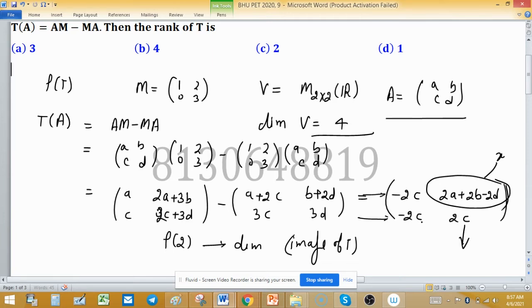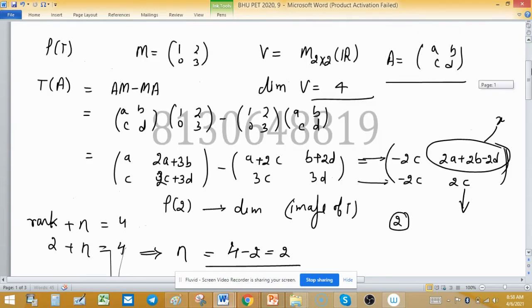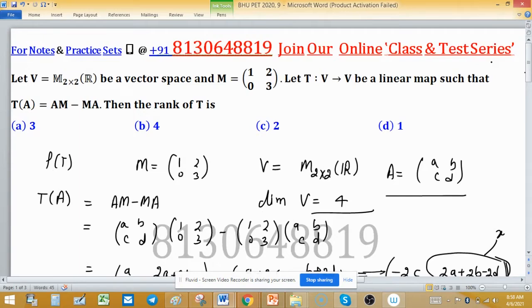Now the nullity of T will be 2. How will nullity be 2? Because of the rank-nullity theorem. Because the dimension of this V is 4, rank plus nullity will be 4. Rank is 2, then nullity implies 4 minus 2, which means 2. So you can find rank and nullity for this linear transformation. So option C is true.